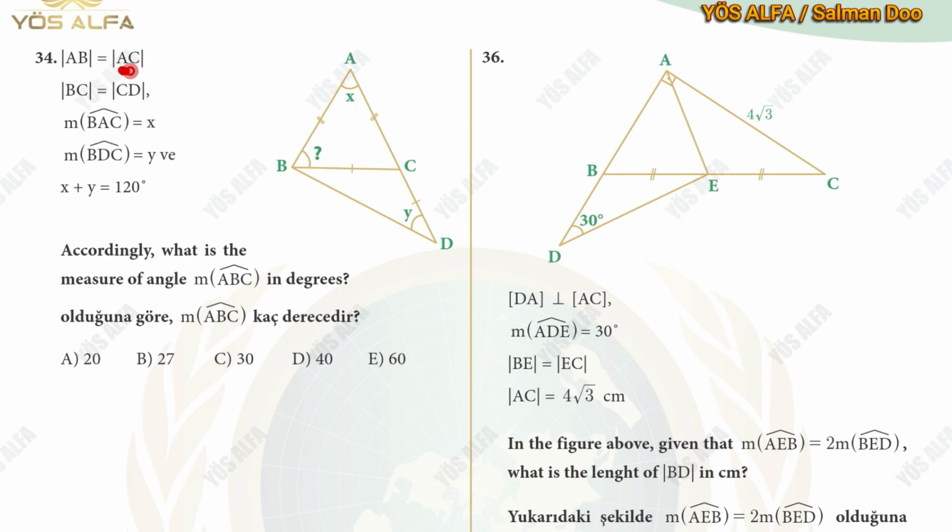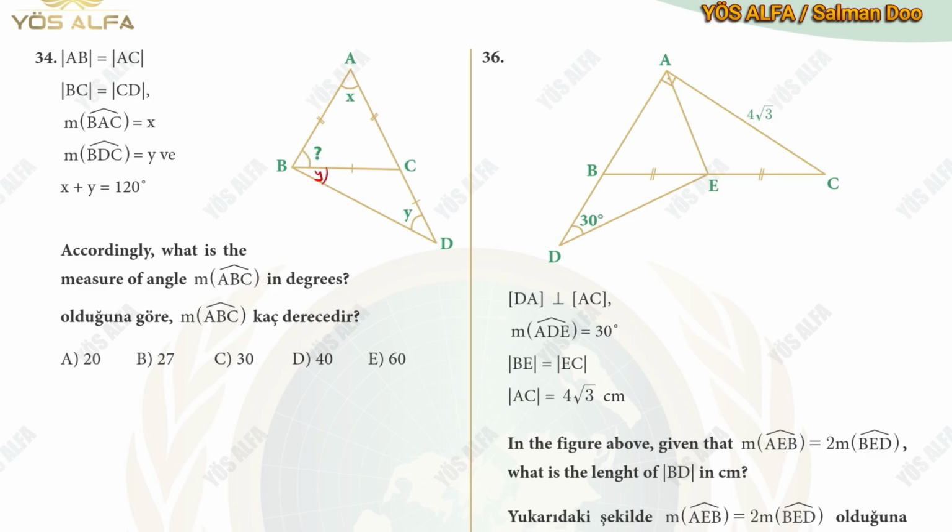34. AB and AC are equal, it's given, and BC and CD are equal, it's also given. X and Y over here, and the summation of x plus y is given. The angle ABC is R. So let's start from this isosceles triangle. Since this one is y, this one should also be y.